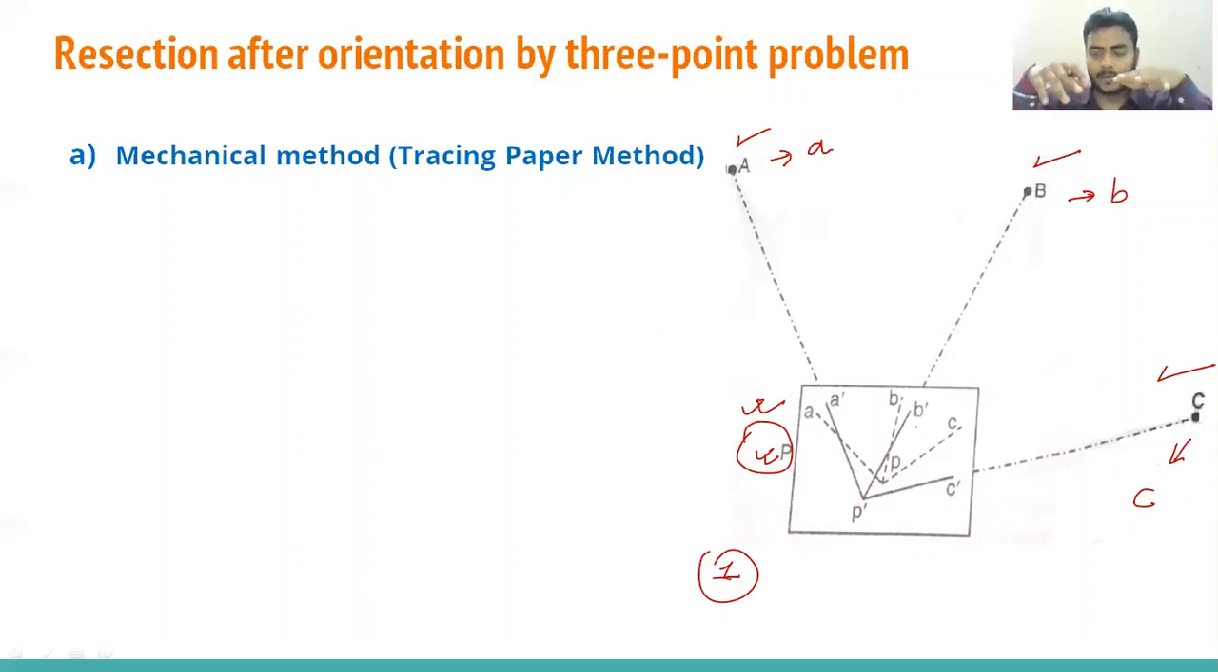Keep the drawing sheet on the plan, and keep some tracing paper on it, okay? On the tracing paper, take a point, transfer it, take a point P. So what will we get? Sorry, we get P dash. Here the notation is given as P dash.